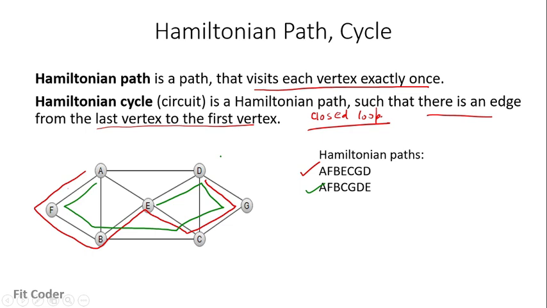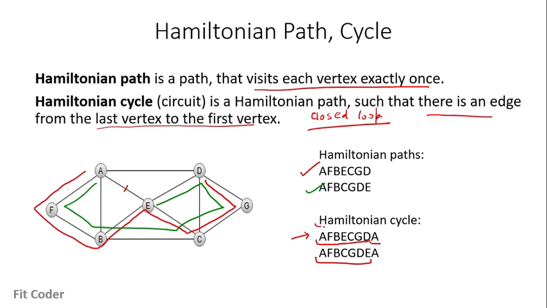If we see the red one here, it starts with A and ends with D. And there is an edge from D to A also. So if we connect this, it becomes a Hamiltonian cycle. So like you can see here, this much was the Hamiltonian path, and if we close it, it becomes a Hamiltonian cycle. And in the second one also, from A till E, it was a Hamiltonian path. So we check whether there is an edge from E to A. If we join this, then it becomes a Hamiltonian cycle.